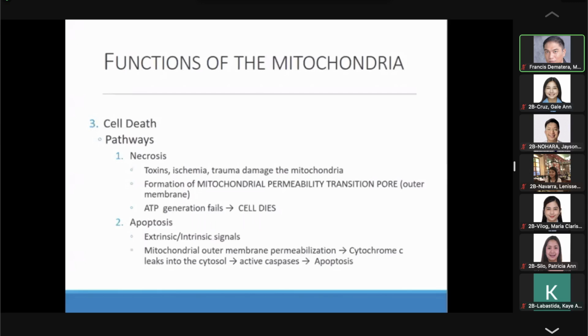Apoptosis is triggered by extrinsic and intrinsic signals. Examples of extrinsic signals are inflammation and cytokines. Examples of intrinsic signals are DNA damage and intracellular stress. This results in mitochondrial outer membrane permeabilization, leading to cytochrome C leaking into the cytosol and activating caspases, which will activate apoptosis.